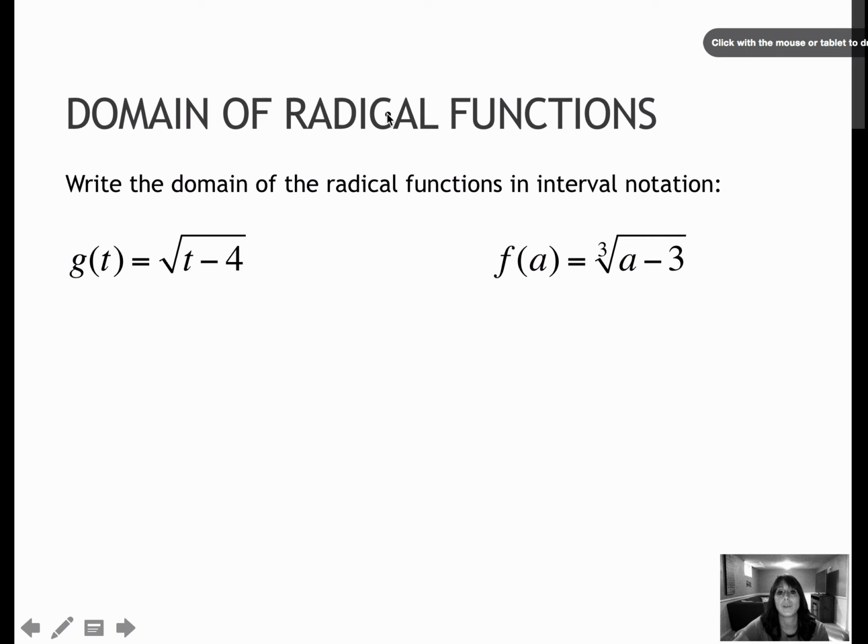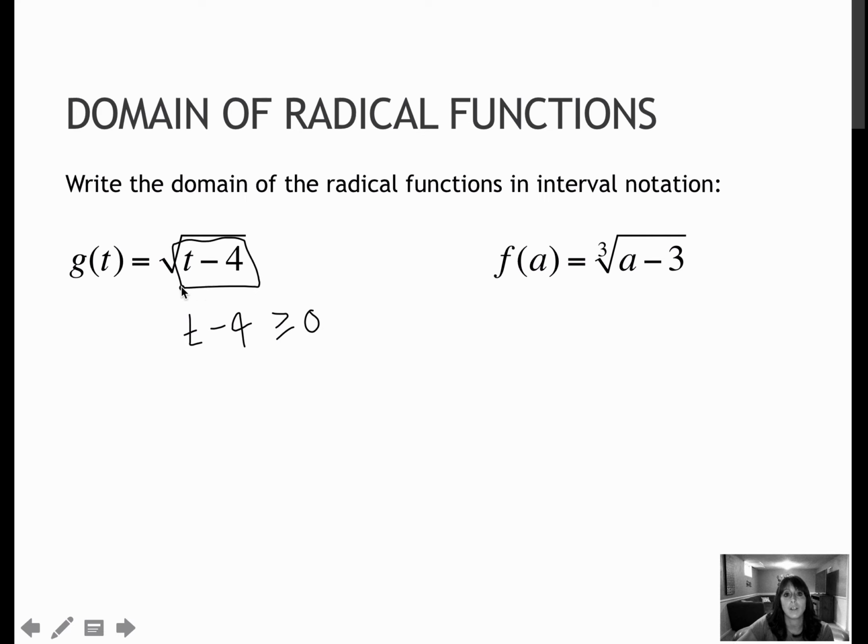So to find the domain of a radical function, I need to know, can the value inside be 0 or not? Well, in this case, it can be 0. It cannot be a negative because I know I can't take the square root of a negative number. So for the domain, I would have to say that t minus 4 has to be greater than or equal to 0. So if I add 4 to each side, I find that t is greater than or equal to 4.